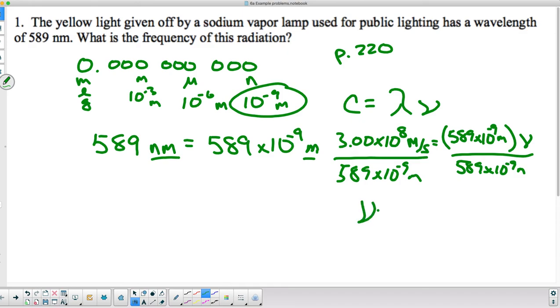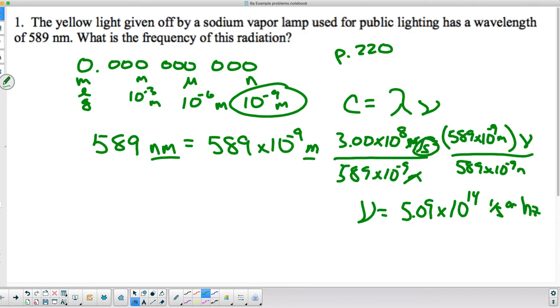Like this, and frequency then equals, as I find out, 5.09 times 10 to the 14th. Please make sure that you know how to multiply and divide with scientific notation on a calculator. That's very important. And this would be 1 over seconds, because the meters cancel and I'm left with 1 over seconds. This is the frequency, and instead of 1 over seconds, you can also use hertz, Hz, because it means the same thing: the number of waves per second. It's an incredibly large number of waves per second, but that's what it is.